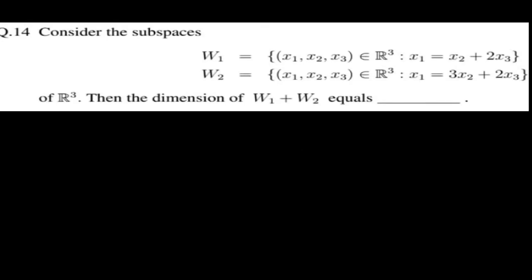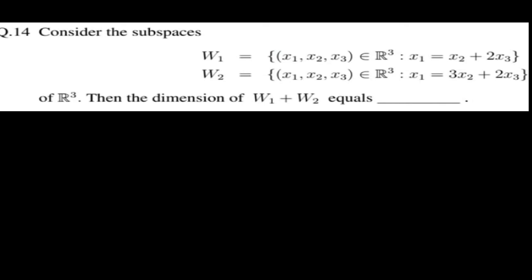GATE 2018 second question, we will see, is linear algebra. Consider the subspace W1 equal to the ordered triples (x1, x2, x3) belonging to R cube such that x1 equal to x2 plus x3, and W2 of R cube. Then the dimension of W1 plus W2 equals what? Basically in this question two subspaces W1 and W2 are given, and we are finding the dimension of W1 plus W2.